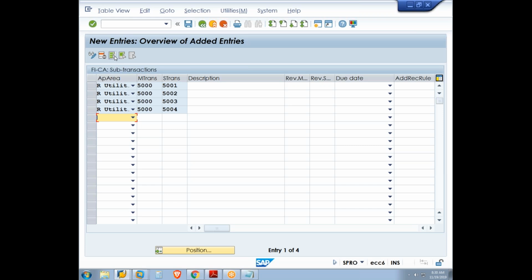Let's say 5001 is the price for product or services. Then 5002 is basically installation charges. Let us say 5003 is for packing and forwarding, like transportation charges. And 5004 is, let us say, consultancy charges. So like this, I'm defining here some sub items.